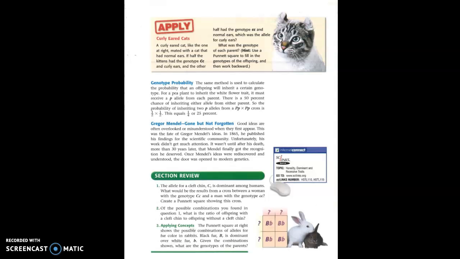Gregor Mendel, gone but not forgotten. Good ideas are often overlooked or misunderstood when they first appear. This was the fate of Gregor Mendel's ideas. In 1865, he published his findings for the scientific community. Unfortunately, his work didn't get much attention. It wasn't until after his death, more than 30 years later, that Mendel finally got the recognition he deserved. Once Mendel's ideas were rediscovered and understood, the door was open to modern genetics.